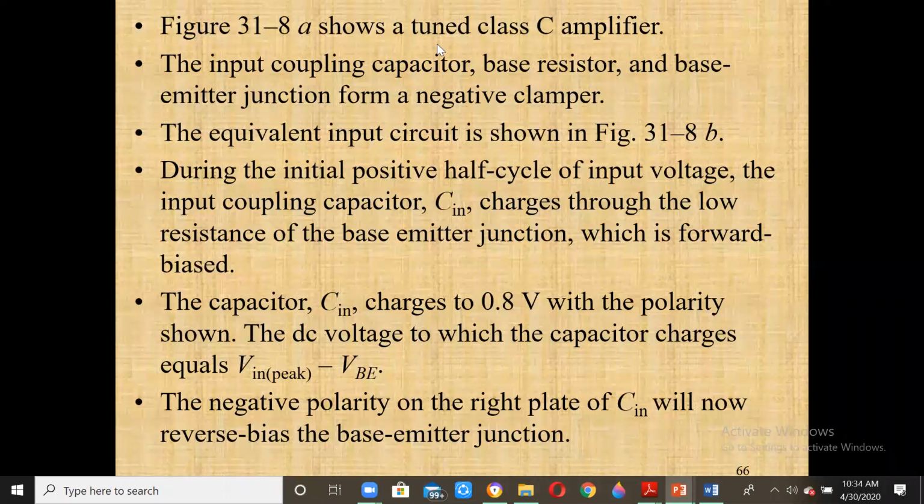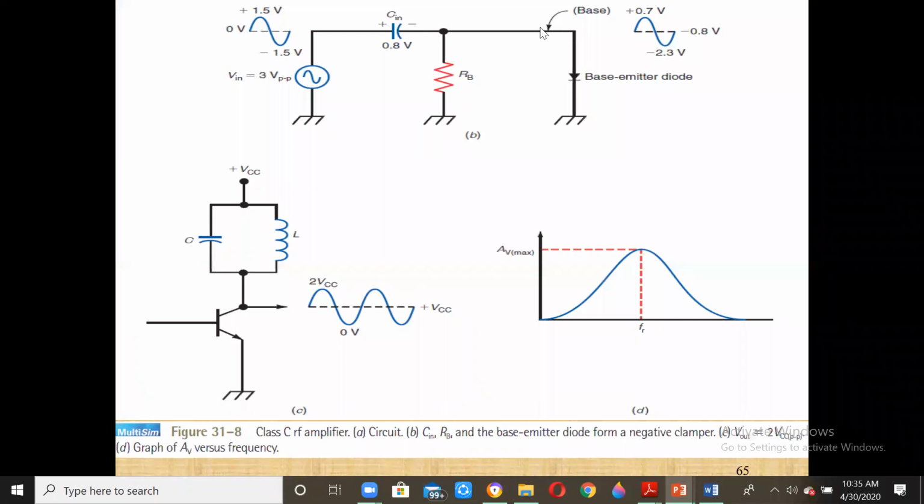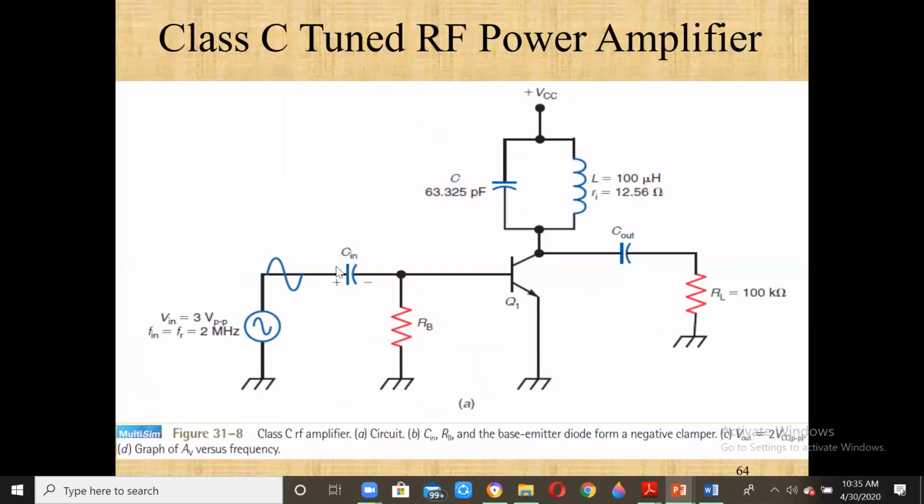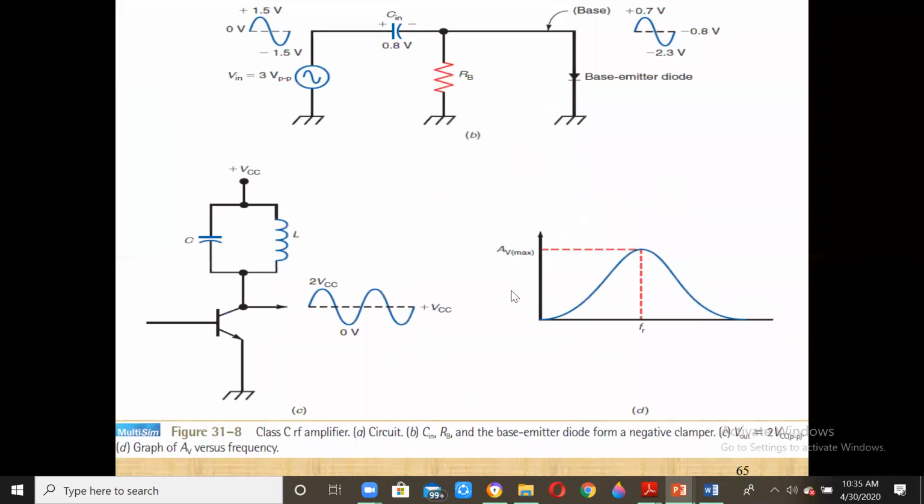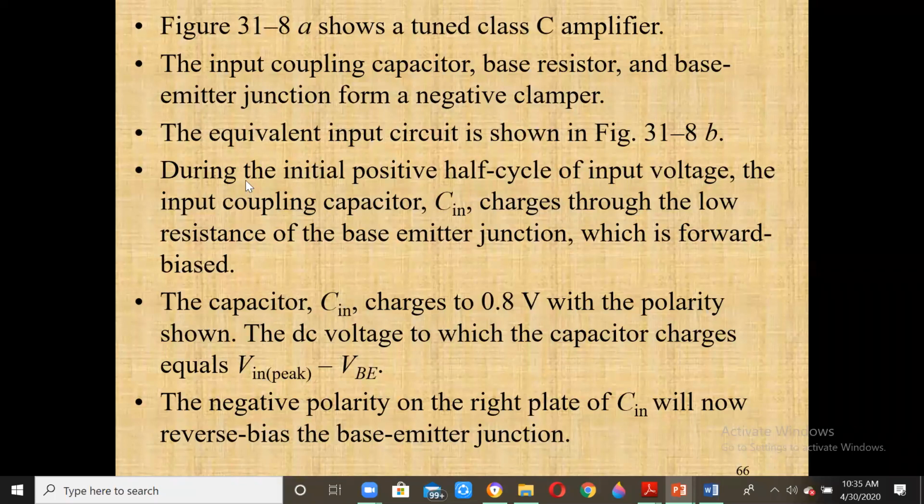Figure 13.18a shows a tuned class C amplifier. The input coupling capacitor and base resistor and base emitter junction form a negative clamper. That is what we have written, the equivalent circuit for that, with the VB and the internal resistance of the transistor, base to emitter junction. The equivalent input circuit is shown in the figure. During the initial positive half of the cycle of the input voltage, the input coupling capacitor Cin charges through the low resistance of the base to emitter junction.